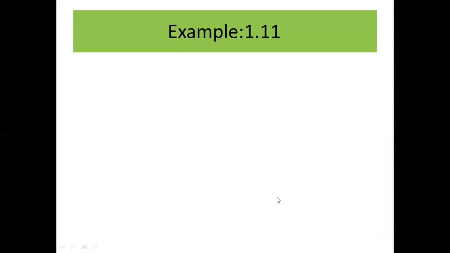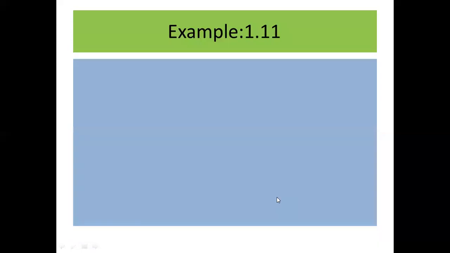Example 1.1, calculating number of moles in the given number of molecules. As I told you, if the number of molecules is given and they ask about the number of moles, this is totally the reverse of the previous numerical. In that case, the number of moles was given and they asked about the number of atoms or molecules. But in this case, the number of molecules or atoms is given, and they ask about the number of moles.